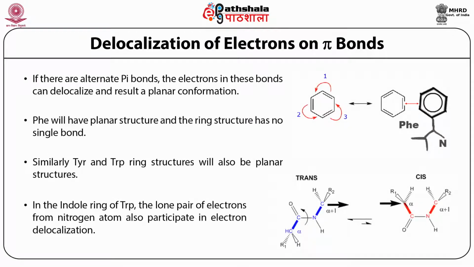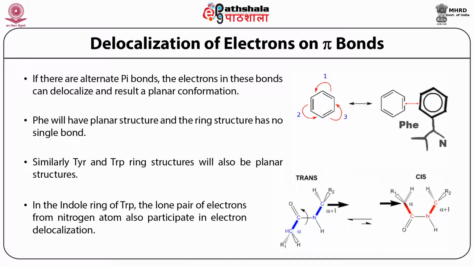So delocalization of electrons in pi bonds is very common. You might have learned from high school that a simple example is benzene, where you have three alternating double bonds, but actually speaking, these could be in equilibrium.